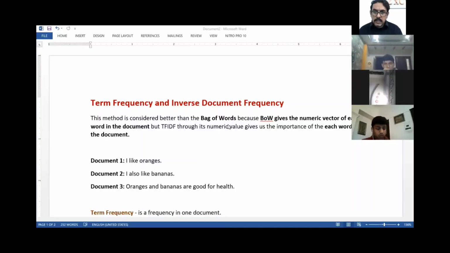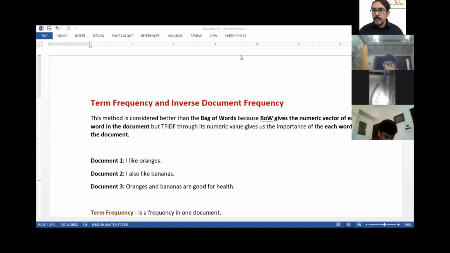Now, this session is related to term frequency and inverse document frequency. First of all, you should understand that for natural language processing, there are multiple techniques to extract information. Two of them are very popular, and both are in your course. The first method is what we call bag of words. I think you already have the idea of what we mean by bag of words. And the second is TF IDF, that is term frequency and inverse document frequency.